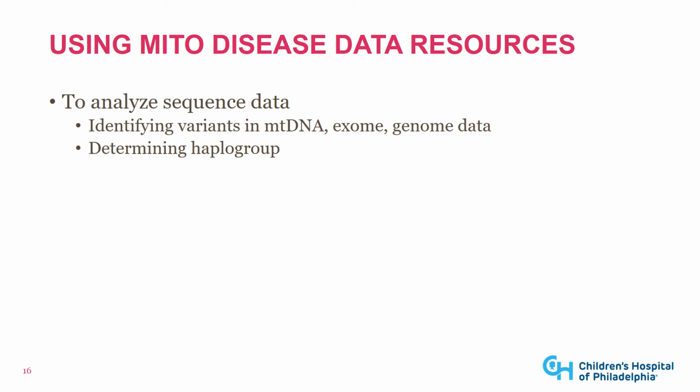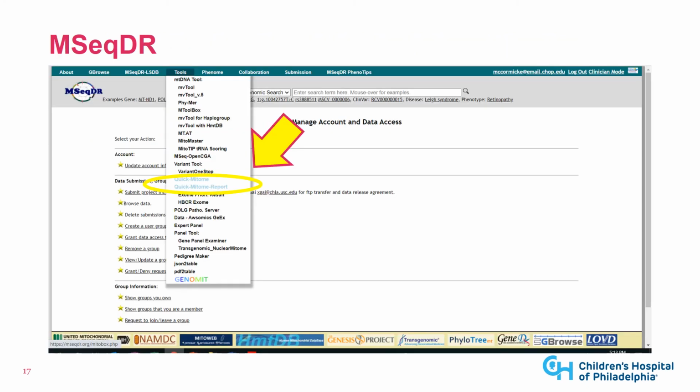And now to move on to our second scenario, where you're a clinician and you have a patient with a strong suspicion of primary mitochondrial disease, but haven't been able to find the answer for that person to date. But say perhaps you have their raw exome data or their raw genome data that you want to analyze, or you have their mitochondrial DNA sequence data. How can you try and find the answer in those? So MSeqDR can help us with this as well.